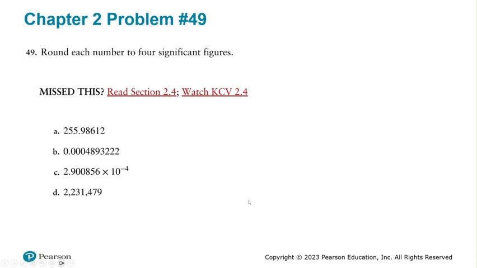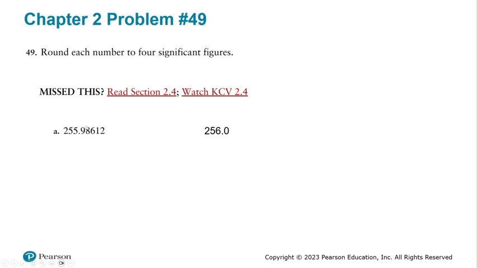All right, so the next one we're going to work on is significant figures. I've been talking about it, pointing out which figures are significant and which aren't. Now, instead of just identifying which figures are significant, we're going to round to a specific number of significant figures. We always want to start from the left and move to the right when we're counting or rounding significant figures. So with number A, we're going to count 1, 2, 3, 4.